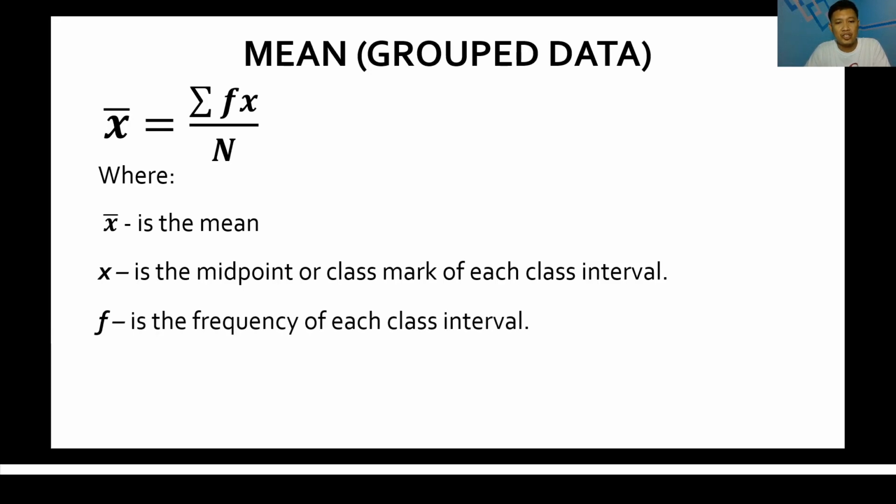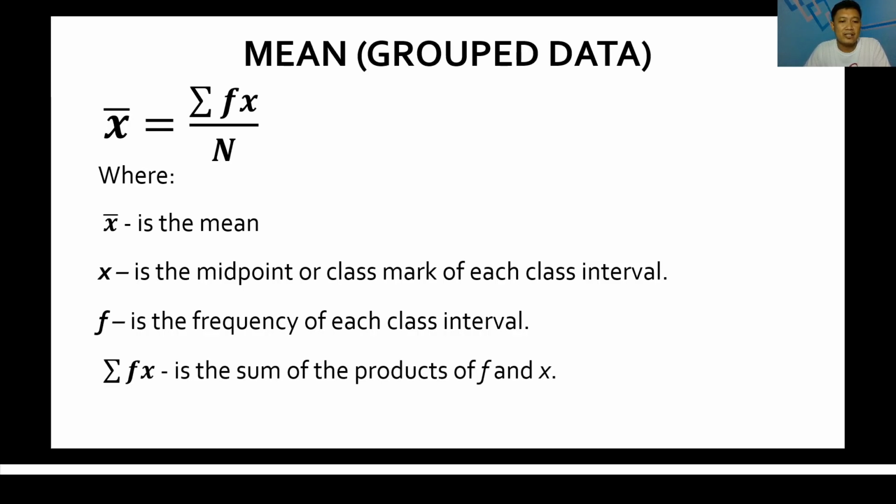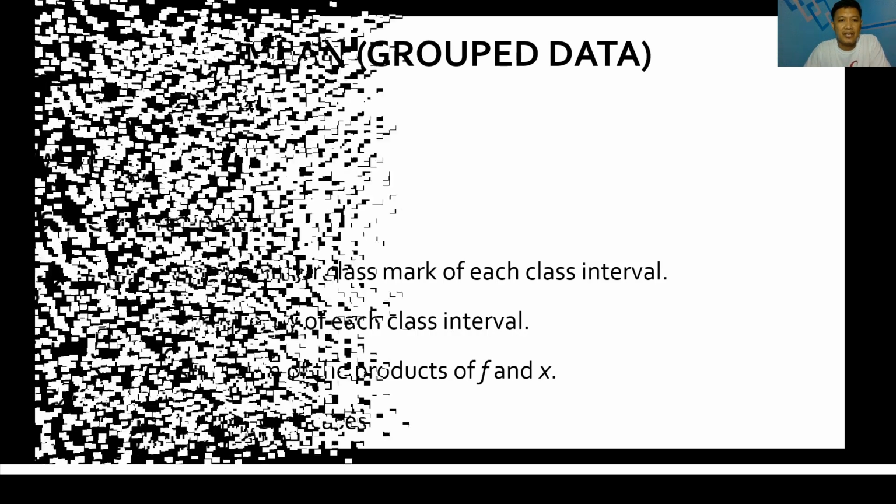F is the frequency of each class interval. These are the number of occurrences of each score which fall in each classification or category of scores. Summation of fx is the sum of the products of f and x. So you have to multiply f and x, then add all the results to get the summation of fx. N is the total number of cases. It is the sum of all the frequencies of each class interval.